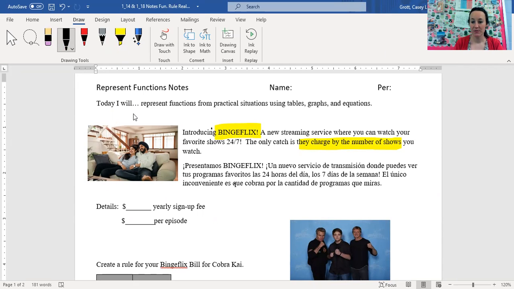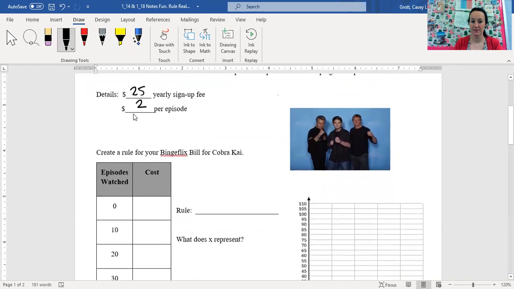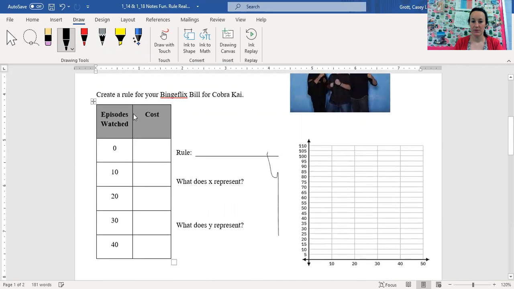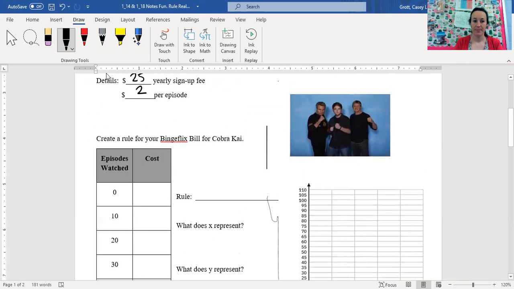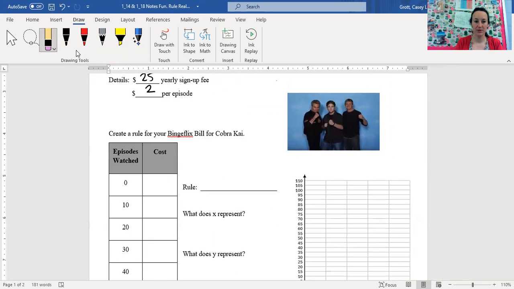So, things you need to know. It is $25 to sign up, and it's going to cost $2 per episode. We're going to keep using those numbers. Looking at this table, we're going to fill some numbers in. So the first person watches 0 episodes, but they still have to pay $25 because of the sign-up fee.